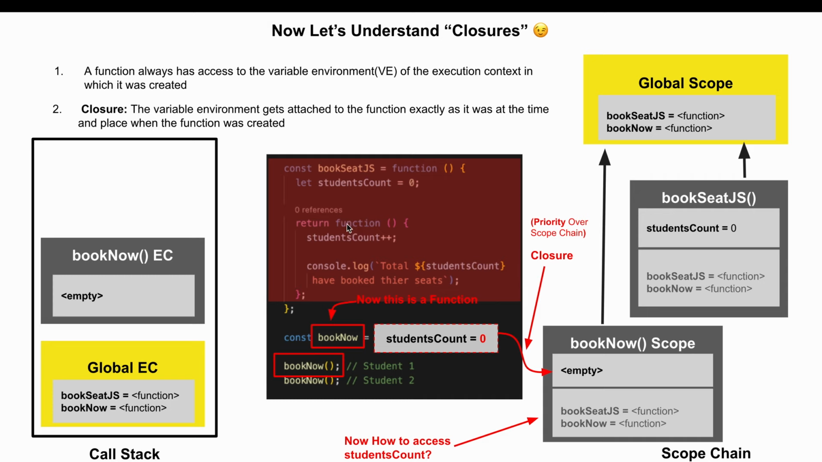it will have a suitcase, right? Just understand this analogy. It will have a suitcase which will store all the variables, everything which is present in the execution context in which this particular function is getting created, right? So right now it is getting created inside of the bookseat.js function. So in the execution context of bookseat.js function, that means this function has a suitcase which has studentCount in that suitcase, right? And then it carries that suitcase everywhere it goes.